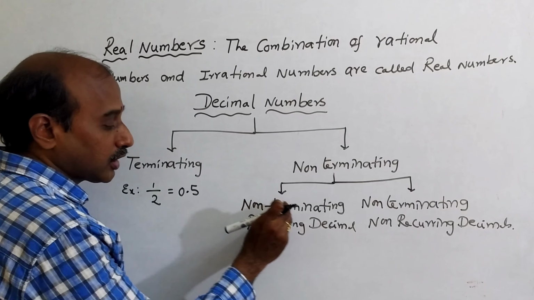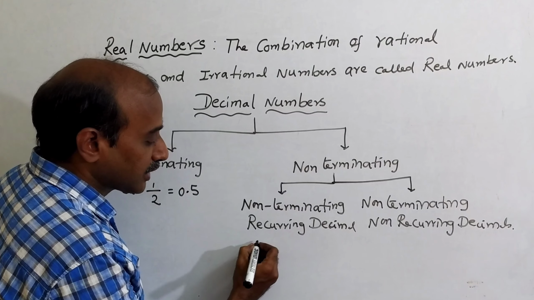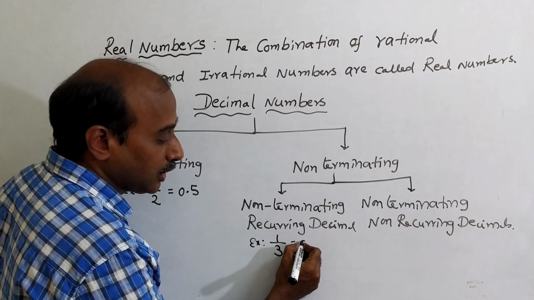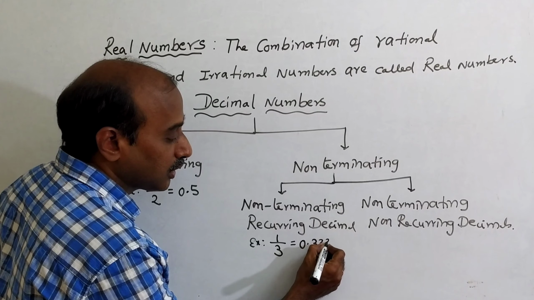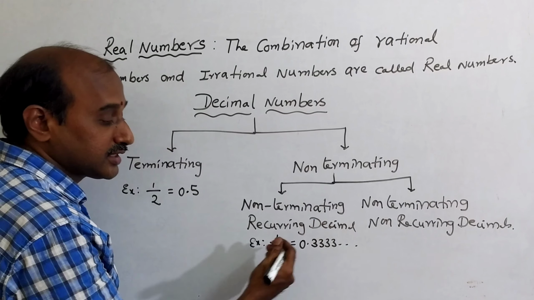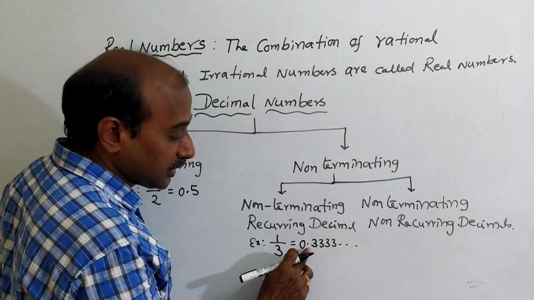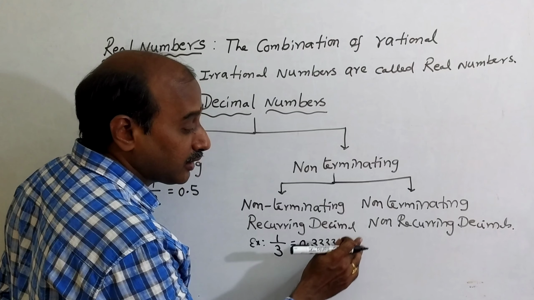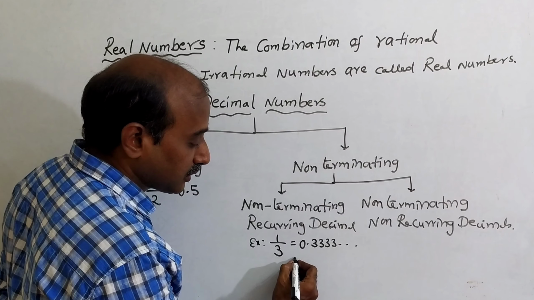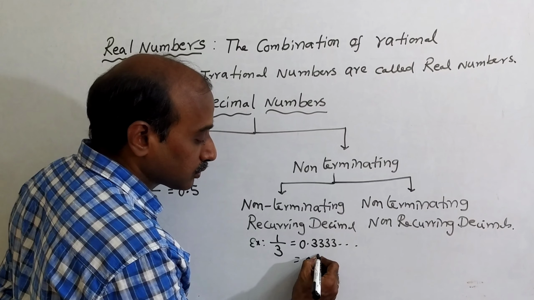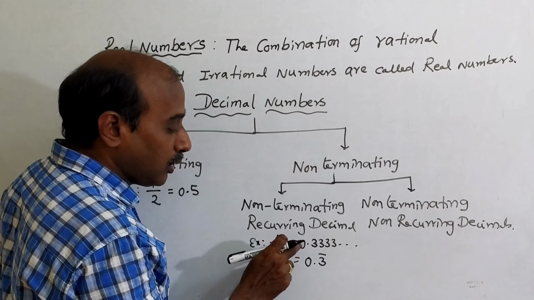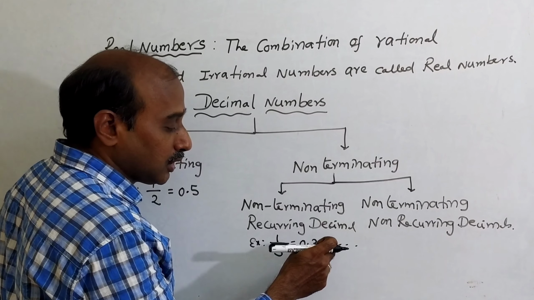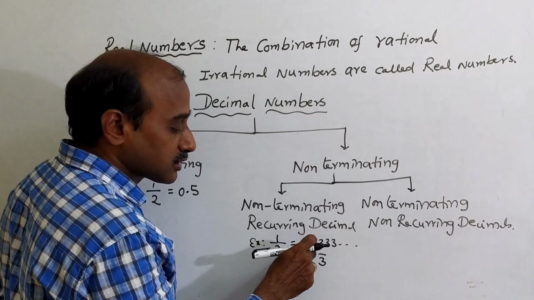Come to the non-terminating recurring decimal. For example, you can take 1 by 3. What is 1 by 3? 0.3333 and so on. It's infinite numbers. So after the decimal point, the digit is repeating. It never ends. So this you can write 0.3 bar. So it is non-terminating and recurring. Recurring means repeating. So non-terminating recurring decimals.